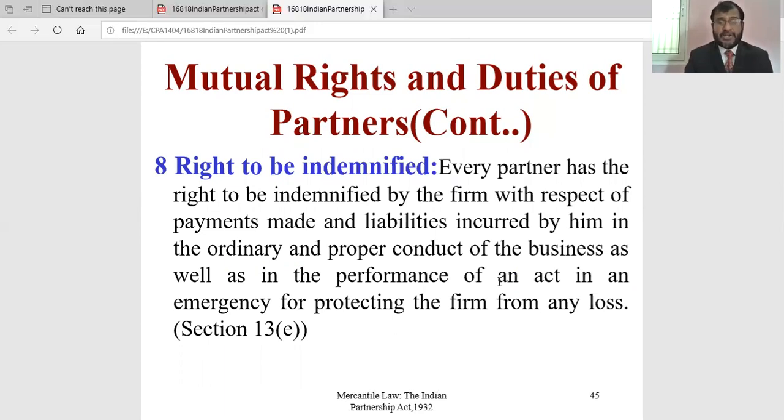Every partner has the right to be indemnified by the firm with respect of the payment made and liabilities incurred by him in the ordinary and proper conduct of the business, as well as in the performance of an act in an emergency for protecting the firm from any losses. Section 13, subclause E of the Indian Partnership Act 1932 deals with that.